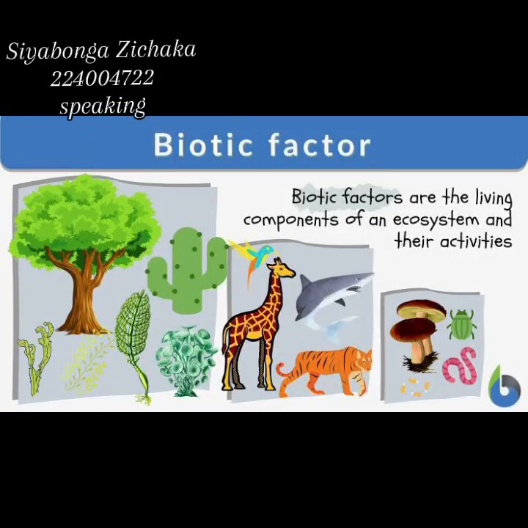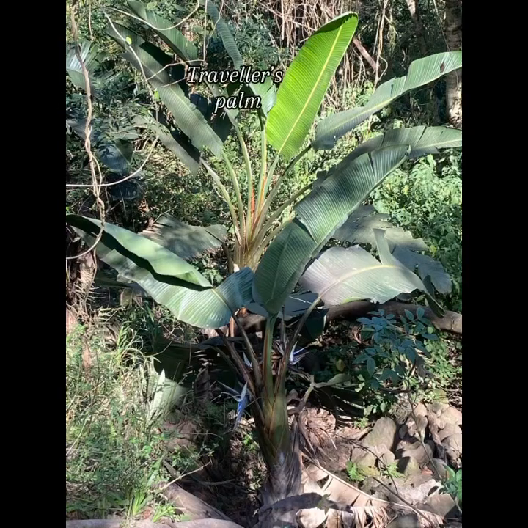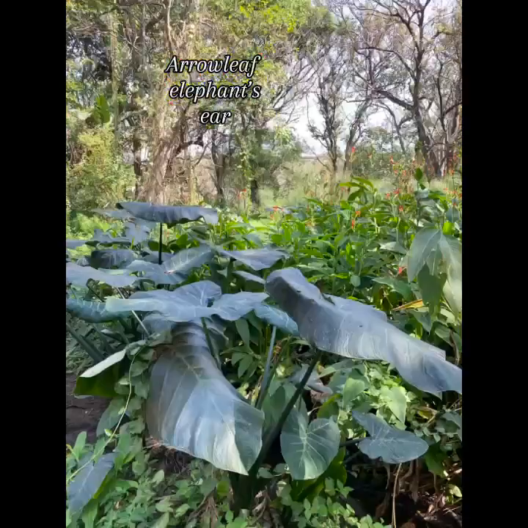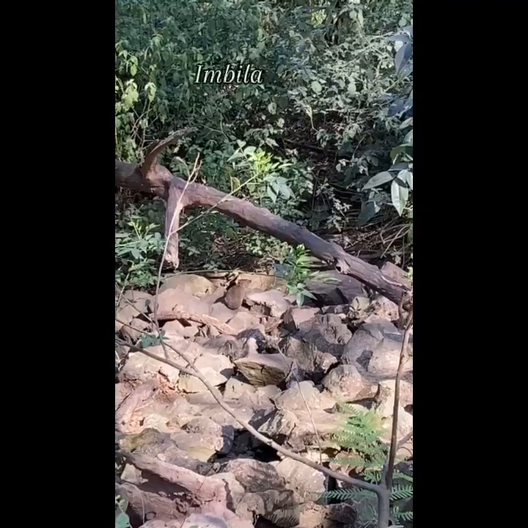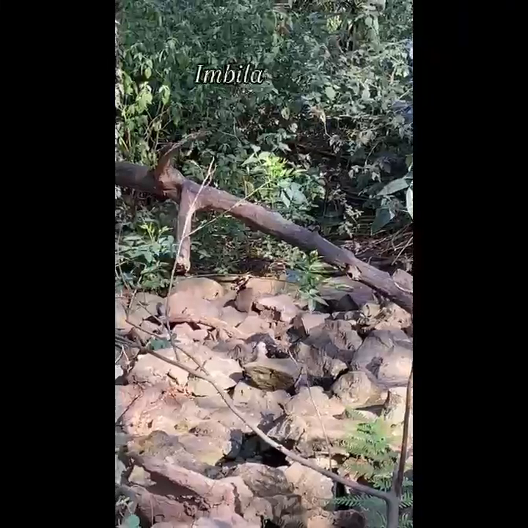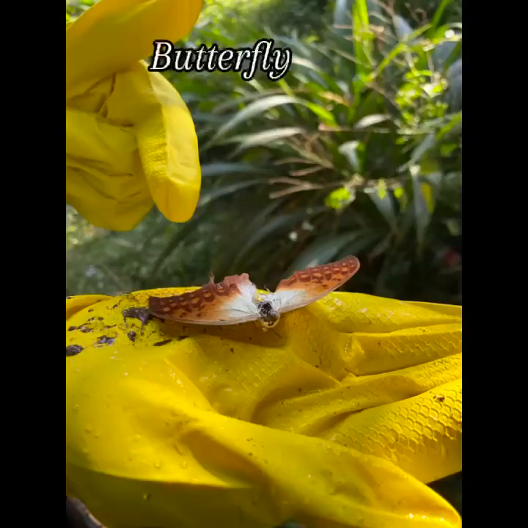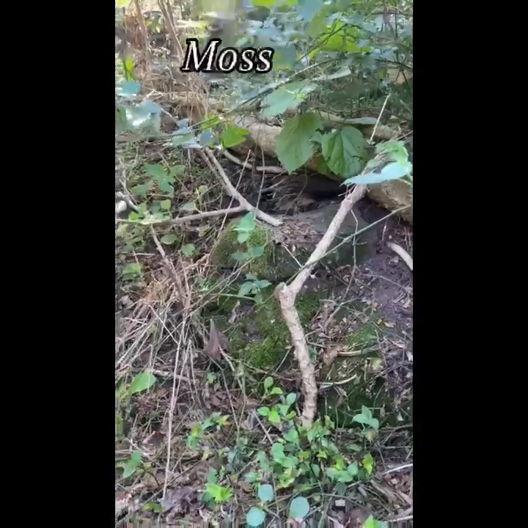These are biotic factors which we found on this wetland. Under vegetation: arrowleaf plant, papyrus plant, and maiden fern. Under animals, we found imbila, water scorpion, frog, centipede, butterfly, birds, and moths.